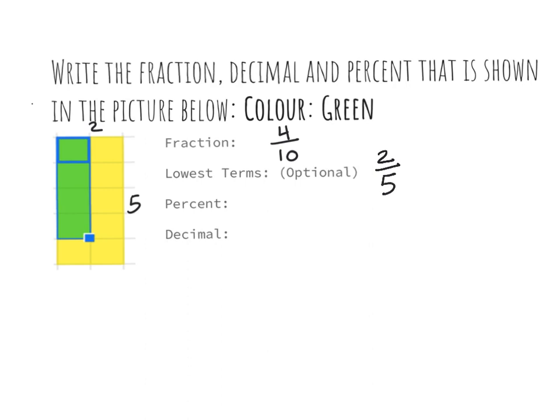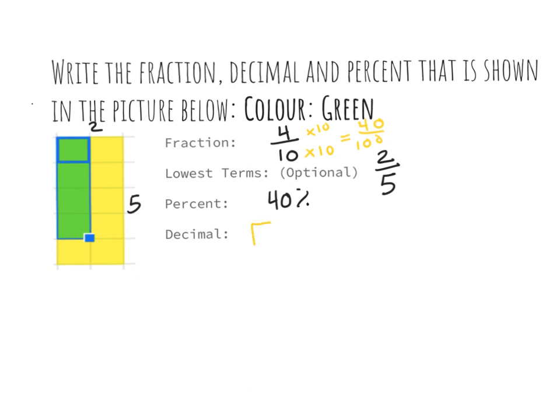Okay, so now we want to turn this into a percent. Again, what is it out of 100? A lot of you probably already know what it is right now, but if you don't, again, just make an equivalent fraction out of 100. So 10 times 10 equals 100. 4 times 10 equals 40. So we know the equivalent fraction is 40 over 100, and then that becomes 40%.